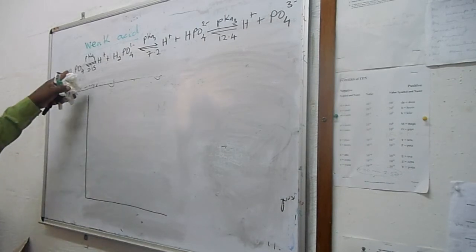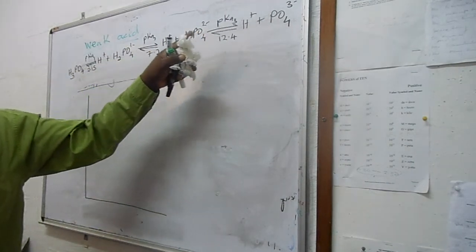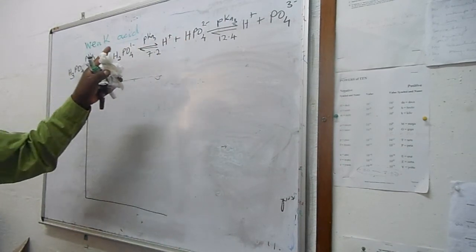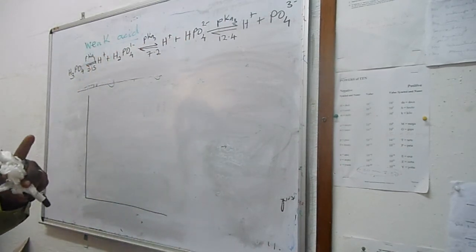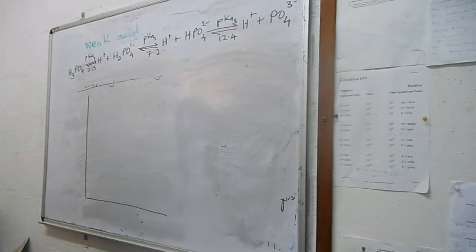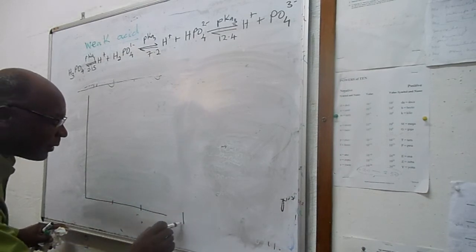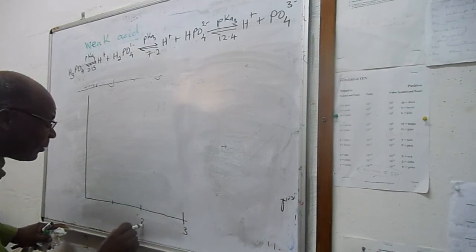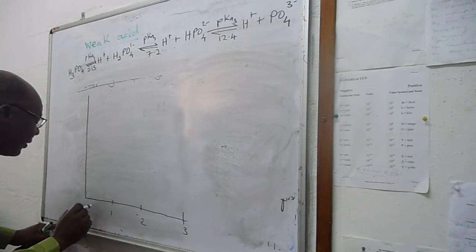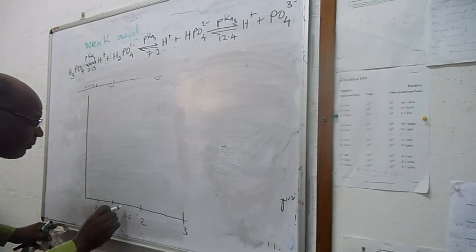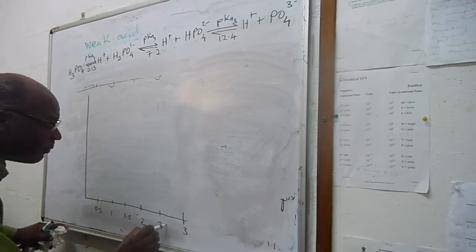So if it is tribasic, or triprotic, it means that the equivalent points will be 3. So we're going to say 1, 2, 3. You want to be half here: 0.5, 1.5, and this is 2.5.